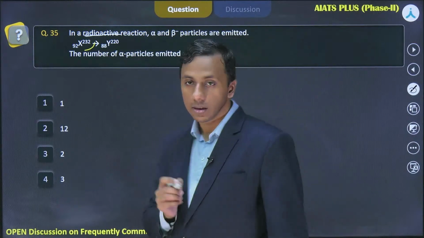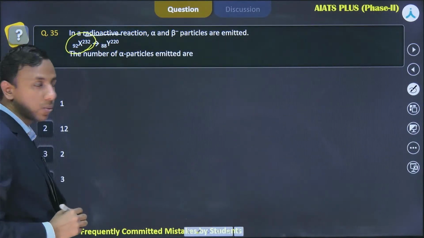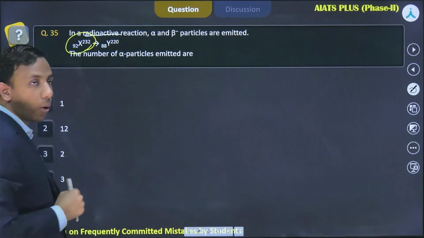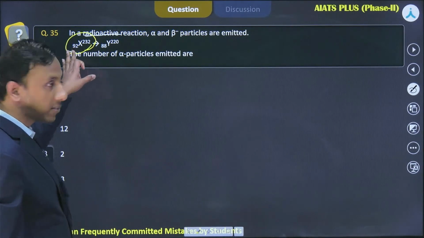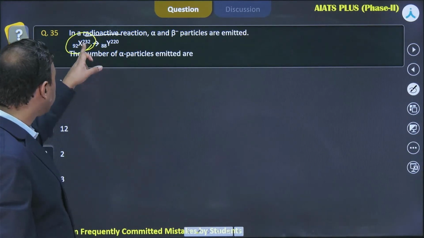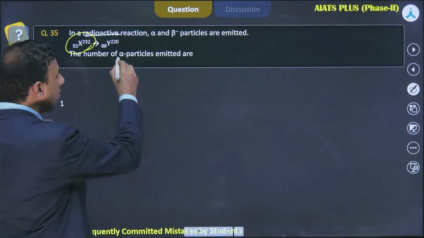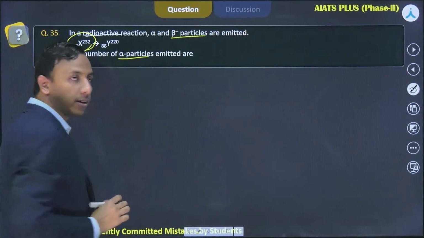You see, this was our nucleus, right? Initially this was X, and this becomes Y, right? So X atomic number is 92, it reduces to 88, right? And the mass number 232 becomes 220. Some alpha particles are emitted and some beta minus particles are also emitted.